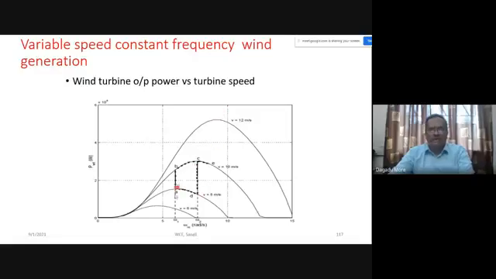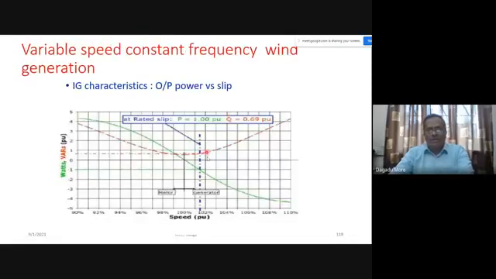So here, if you see, this graph indicates we have to operate the turbine at variable speed as per the wind speed variation. As our wind speed varies, the turbine speed has to increase to extract the maximum power. Now, the available maximum power we can extract from the induction machine.